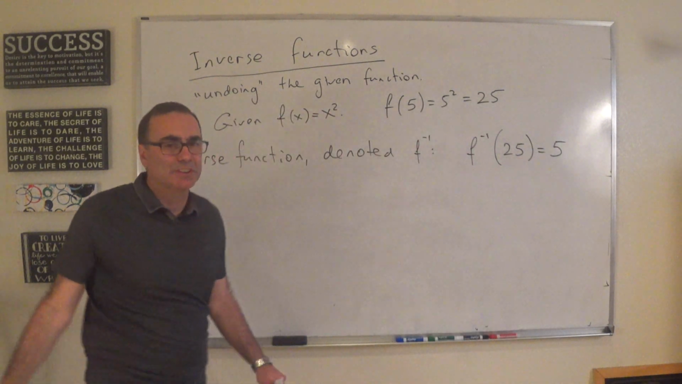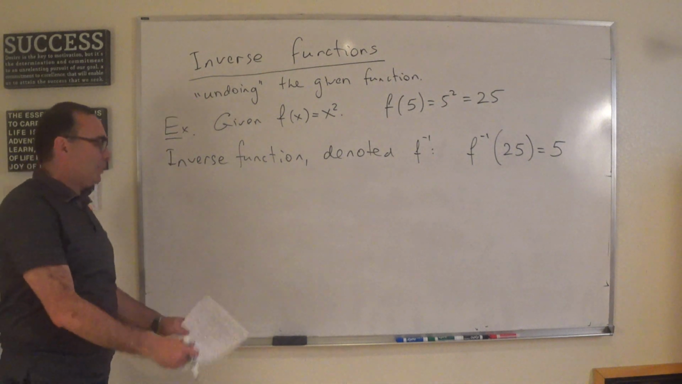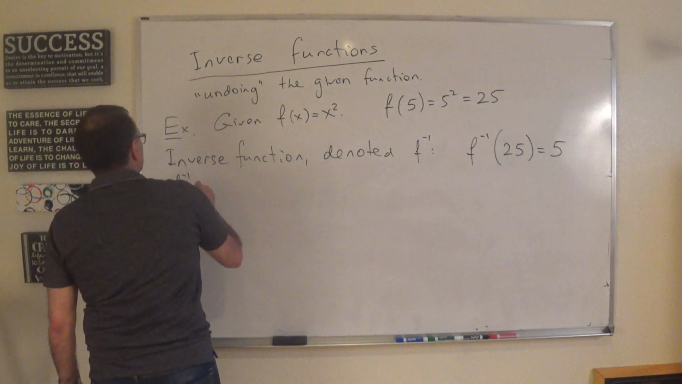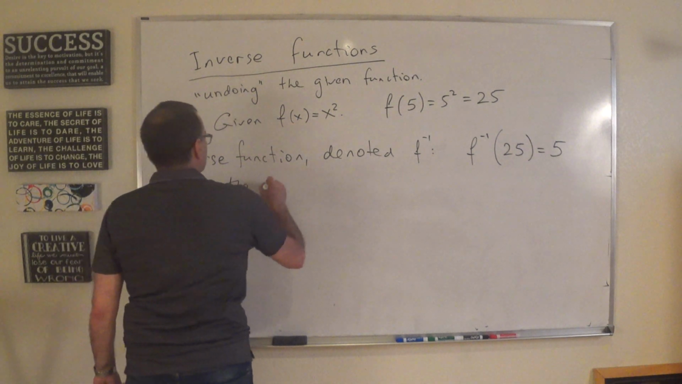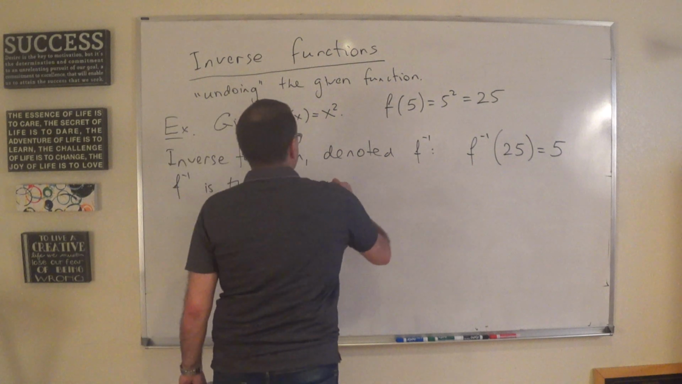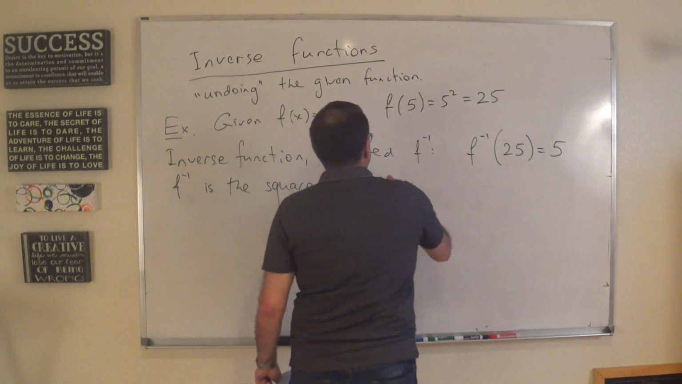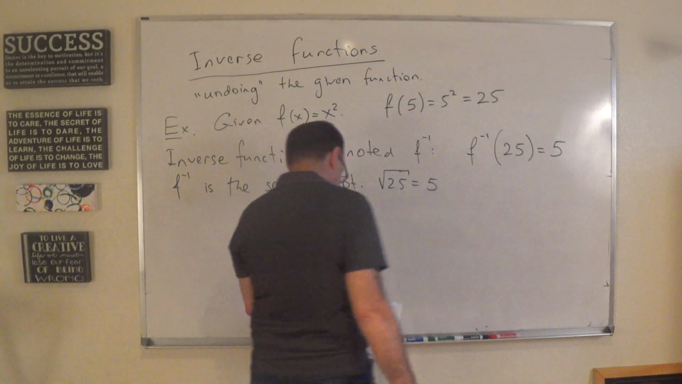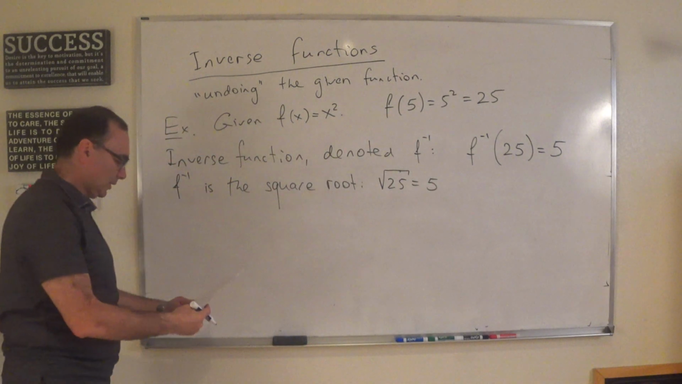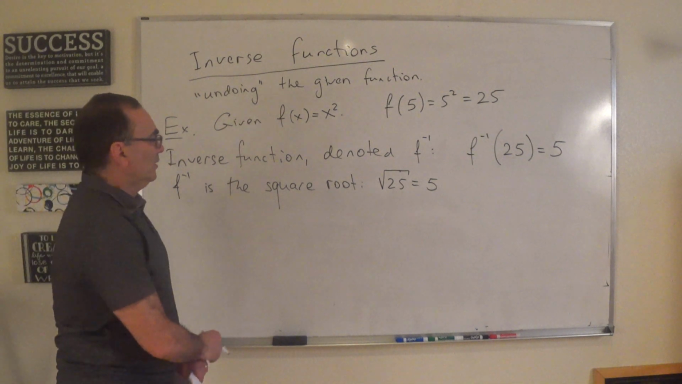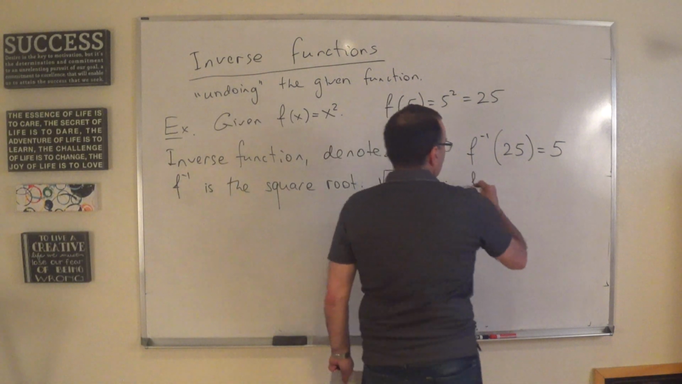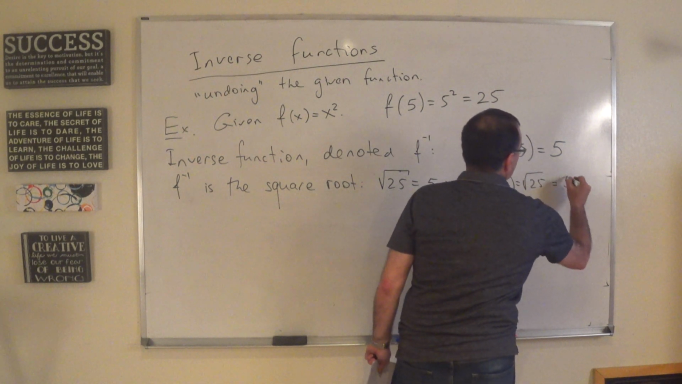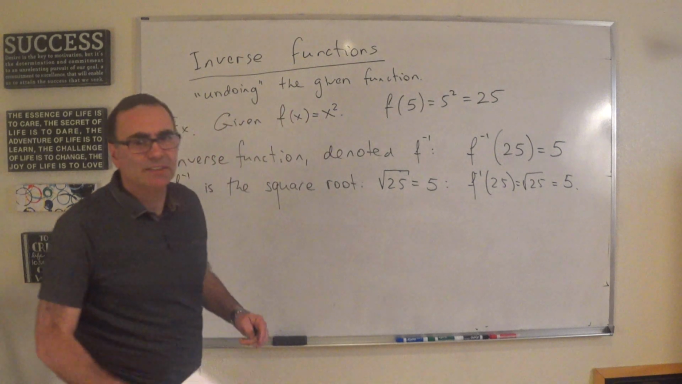Now what is this function? Of course it's the square root, because square root of 25 indeed equals 5. F inverse is the square root. So we will write f inverse of 25 is square root of 25 equals 5. However, there is a trick here.